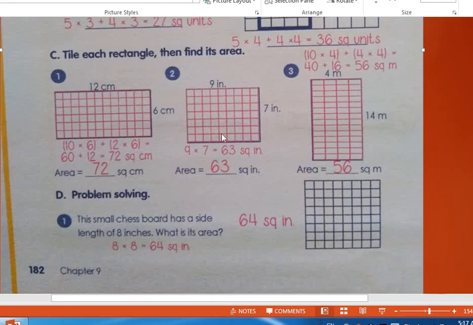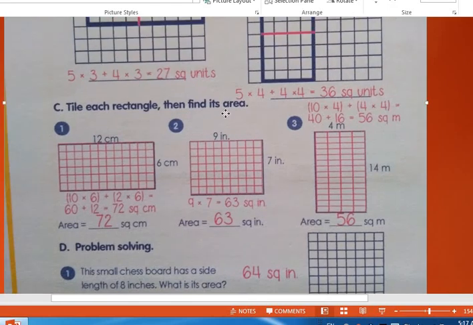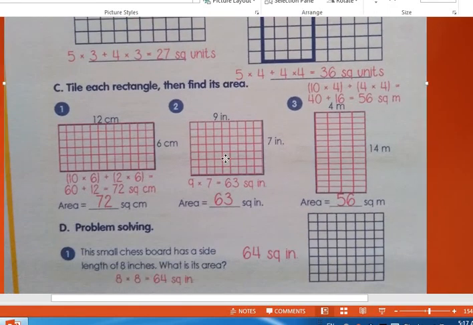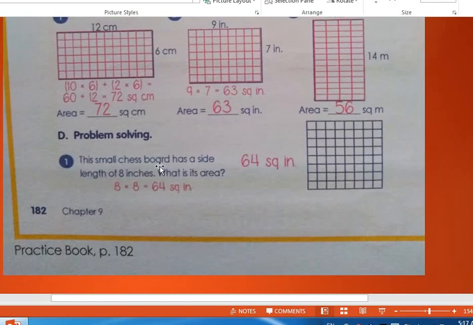Moving to the practice book, it has the same idea of questions. So I'm going to move to the problem solving. This small chessboard has a side length of 8 inches. What's the area? Let's count together: 1, 2, 3, 4, 5, 6, 7, 8. And moving to this side, 1, 2, 3, 4, 5, 6, 7, 8. So the area must be side by side: 8 times 8 equals 64 square inches. Don't forget this is called a square.